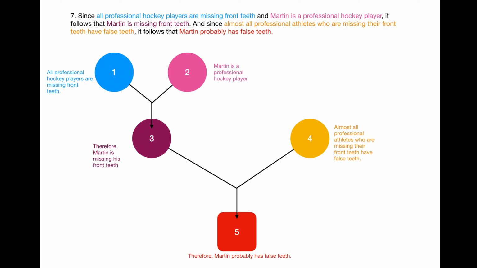So we look at all of that. Let's look at our premises. All professional hockey players are missing front teeth. That's premise 1, okay? If all of them are missing them, remember it has the word all there, not some, all.